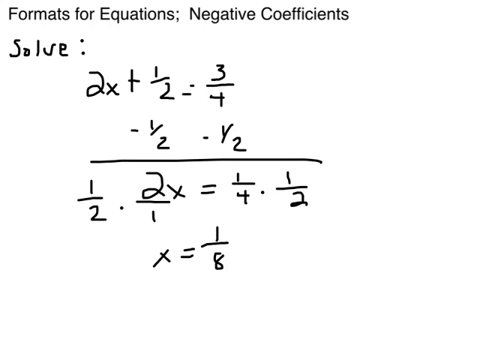This is Lesson 88 in Saxon's Algebra 1/2, the second edition. This lesson is on formats for equations and negative coefficients. Now, do you remember what a coefficient is? A coefficient in this problem would be the 2. It's the number that comes alongside the variable.